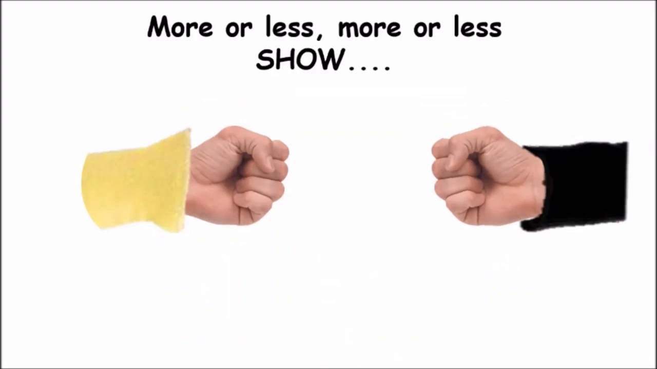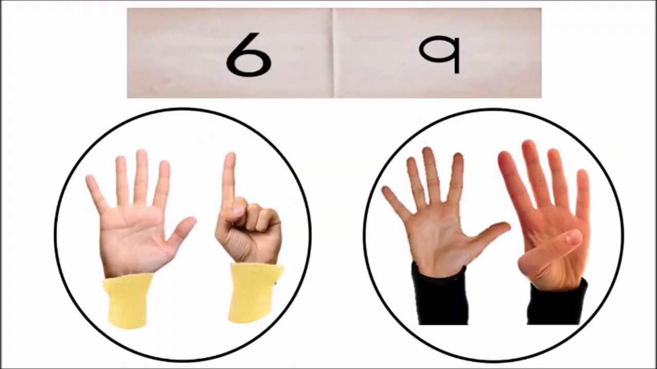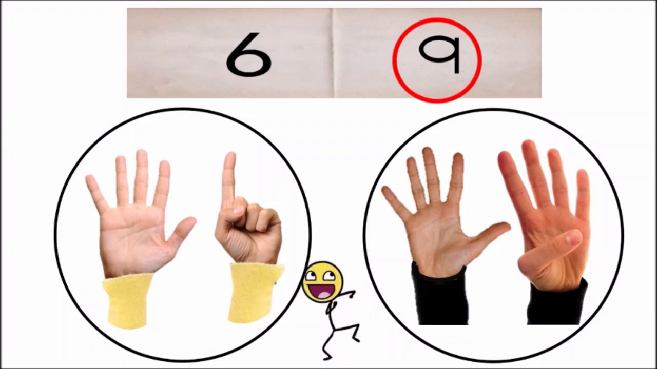More or less, more or less. Show. Children, 6 fingers are more or 9 fingers are more? Where will my circle go, children? 9, 6. Which number is more, children? Yes, 9 fingers are more, 6 fingers are less. So if you have circled number 9, then time for a celebration dance. Dance with me.